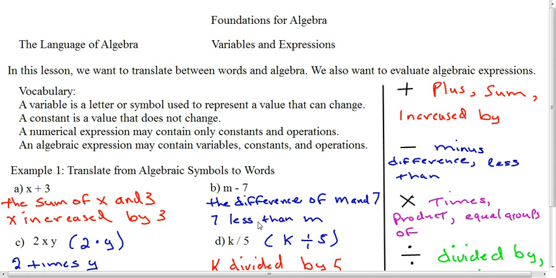Okay, welcome to Rockin' Math, and let's talk about some Algebra 1. Best way to get started is let's look at the foundations. And what I mean by that is actually the language part, looking at variables and expressions.